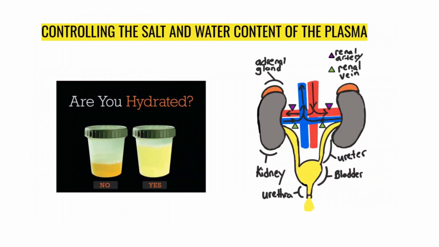Another job of the kidneys, though, in addition to getting rid of waste products, is to make sure that we, again, keep the proper concentration of everything in the plasma. Especially important is to keep the salt and water content of the plasma at the proper levels. And there are various hormones that are involved that help the kidneys to control these things to make sure they're held at the proper levels.